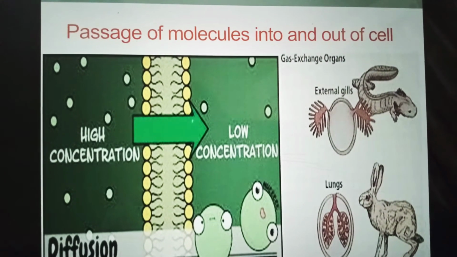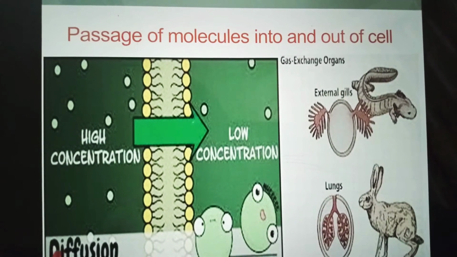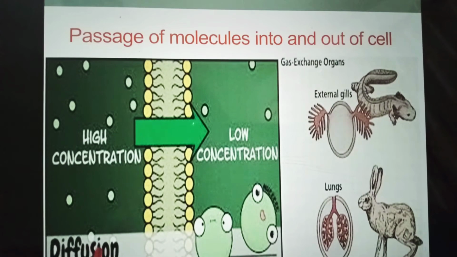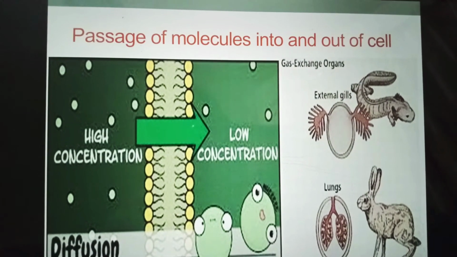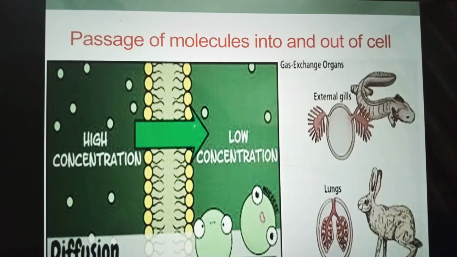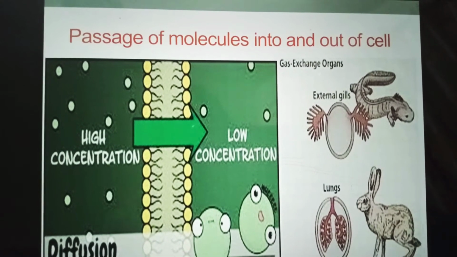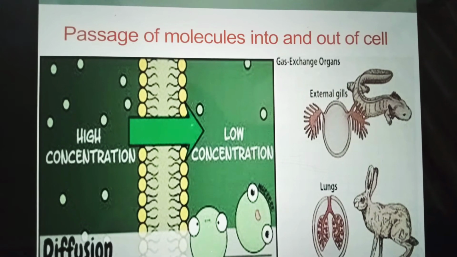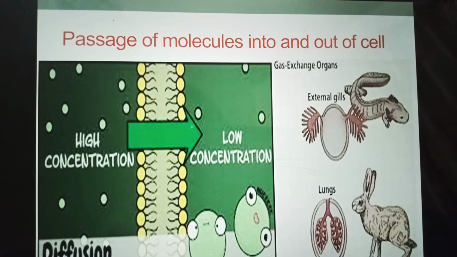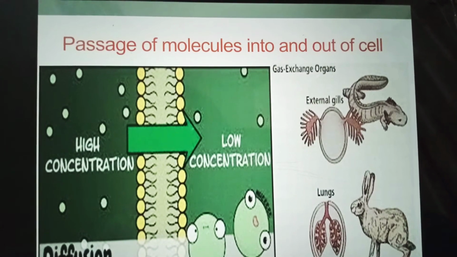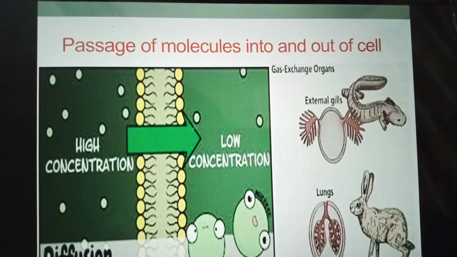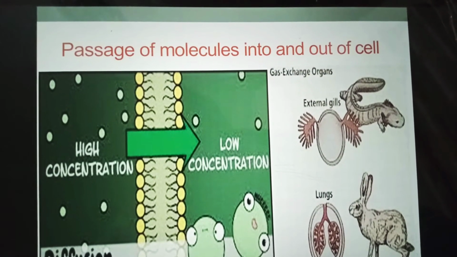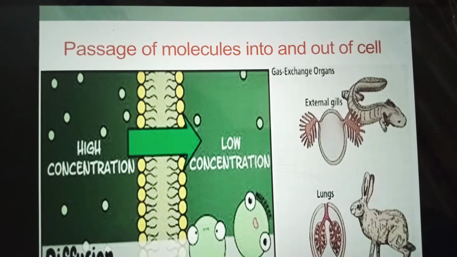Diffusion is the movement of molecules from an area of high concentration to an area of lower concentration, which means along a concentration gradient. The molecules of any substance, solid, liquid or gas, are in motion when that substance is above 0 degrees Kelvin, or minus 273 degrees centigrade.